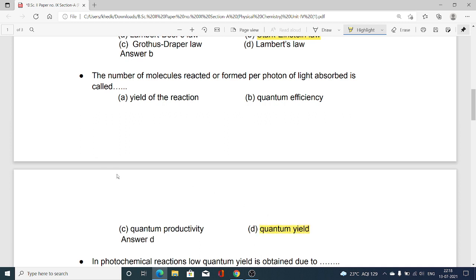Why is it so? Number of molecules reacted per photon, it is a ratio for the quantum yield phi. Phi is equal to number of molecules reacted or decomposed upon number of photons absorbed in the given time. That is nothing but the quantum yield phi. And hence the option D is correct one.